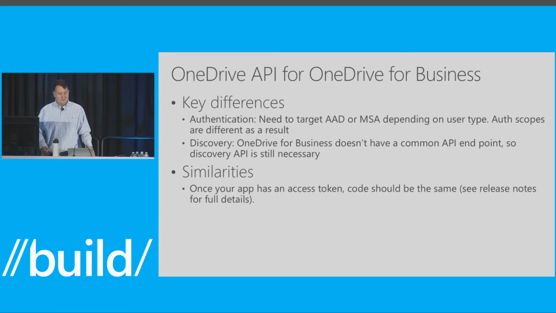The Microsoft Office 365 Unified Endpoint that we have been talking about this week will eventually support this API as it gets closer to coming out of preview, and that will save some of the pain around discovery as well. But similarities: once your app has that access token and knows what URL it needs to call, all of the code should be the same, modulo the differences that we have right now.